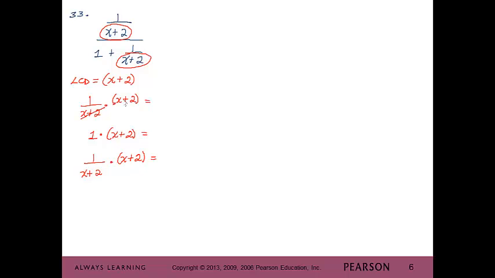In the first, x plus 2 would cancel out with x plus 2, leaving us with 1. And then for the second, 1 times x plus 2 is just x plus 2. And then for the last one, x plus 2 cancels with x plus 2, leaving us with 1. So then our final answer will become 1 all over x plus 2 plus 1. And of course we can simplify, so we'll have 1 over x plus 3.